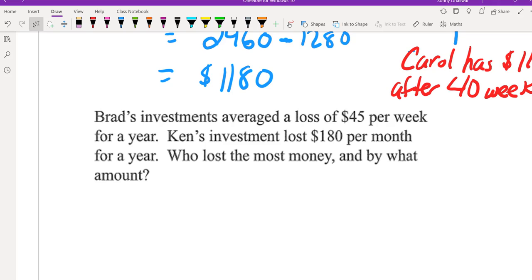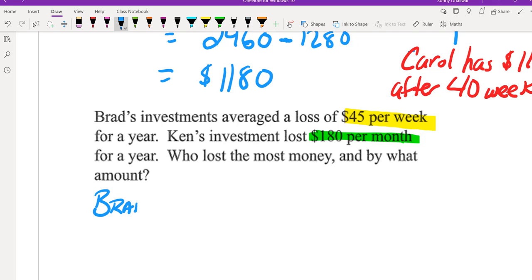Next question. Brad's investments lost $45 per week. Ken's investments lost $180 per month. Thank you. Who lost the most money? And by how much? So we need to figure out how much money they lost. Let's do Brad first because they mentioned his name first.